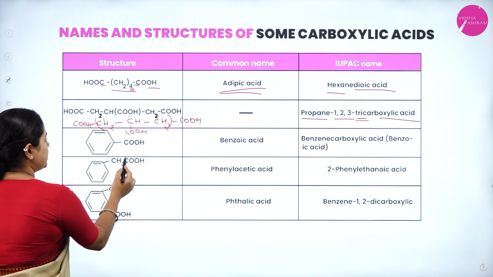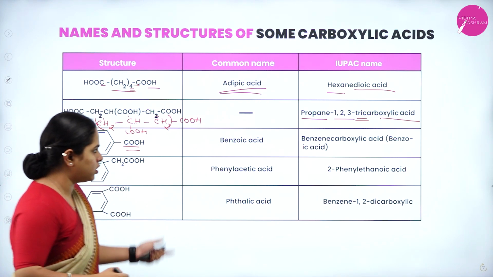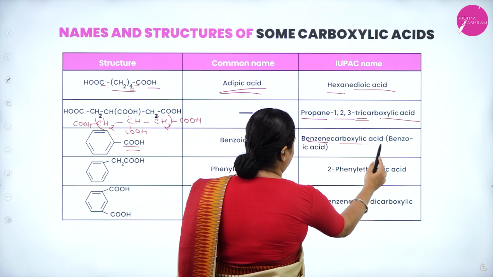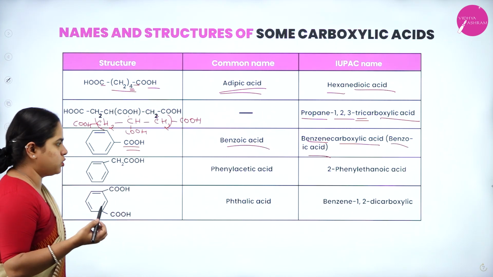Moving on to the next one, on benzene you have the COOH. So this is called benzoic acid, or else you can also say benzene carboxylic acid, or else benzoic acid. Benzoic acid, it's the common name as well.